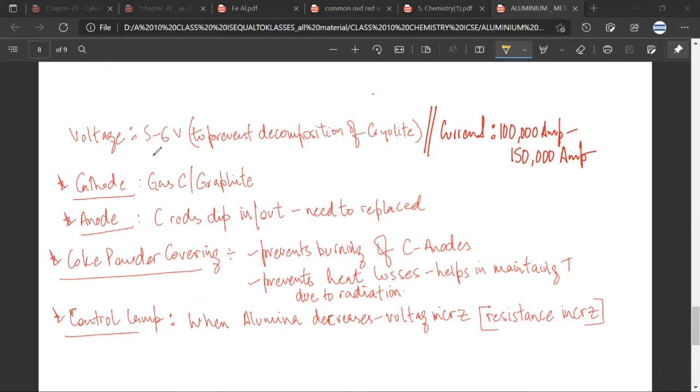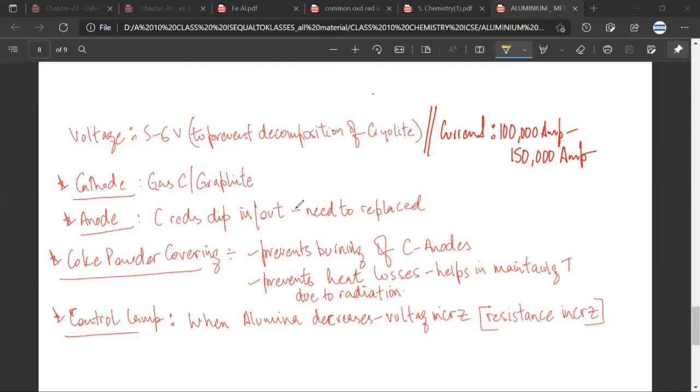Okay. Now there are a few things that you need to understand. One is that the voltage used is 5 to 6 volts. The current used is 100,000 amperes to 150,000 amperes. There should not be any doubt. Now, in one of the books that I was reading, the current mentioned was 100 ampere, but it is not 100 ampere; a large amount of current is required. Any doubt here? No doubt. So the cathode we have discussed is made of gas carbon, or it is graphite. The anode is carbon rods, which can be removed easily, because it is used up when oxygen is produced in the reaction.